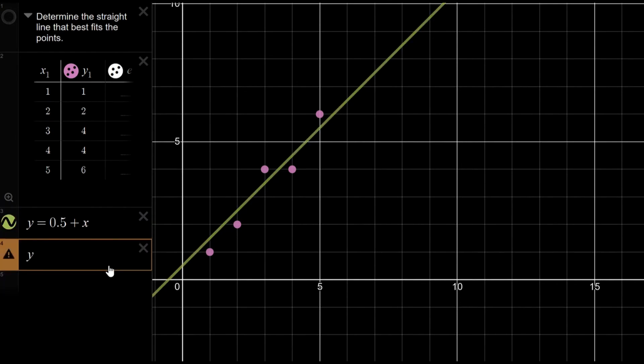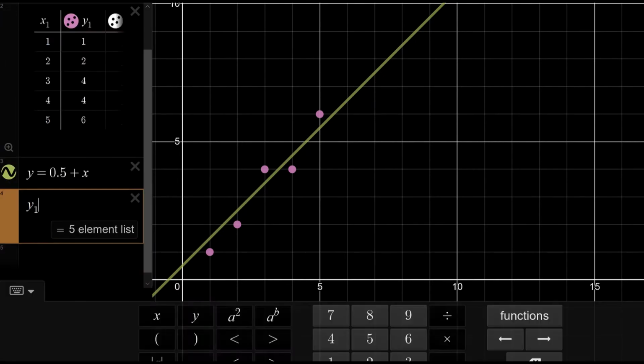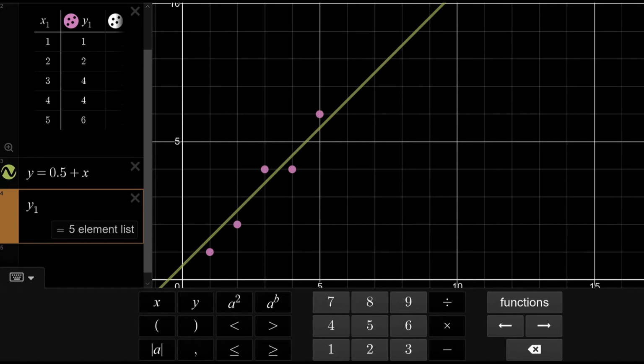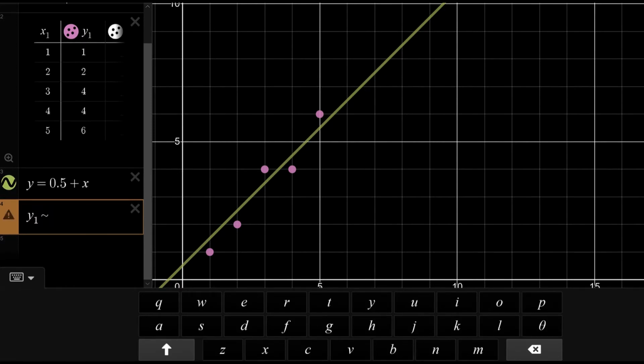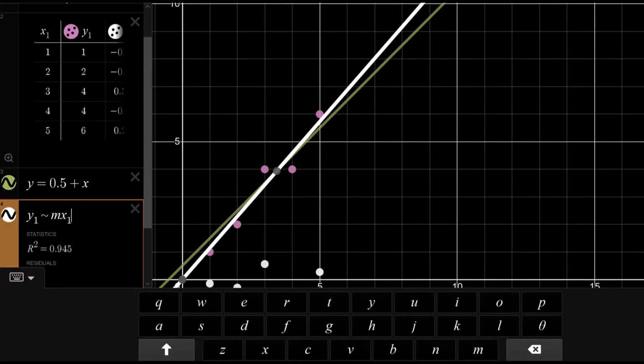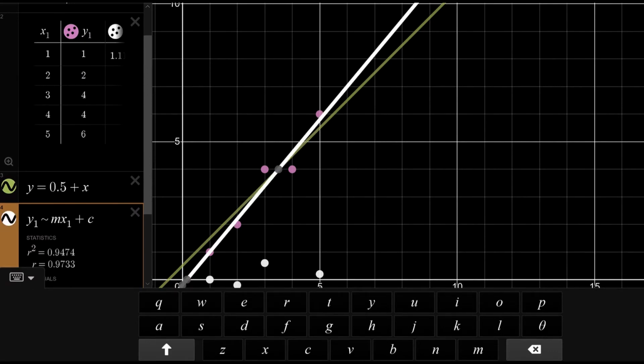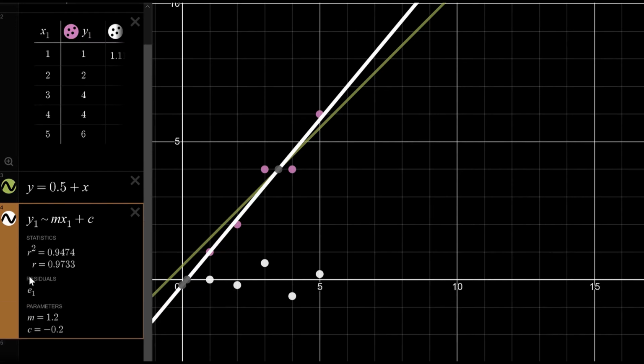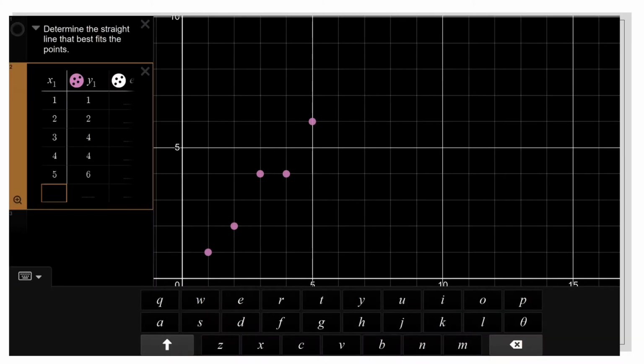But if we are trying to find a better choice for the line of best fit, let us approximate this to be the line y_i equals m x_i plus c, where m is the slope and c is the intercept. When we get the line of best fit, it looks like the white line here will be the line of best fit, for which the slope is m equal to 1.2 and the intercept is negative 0.2. So the white line we see here is the line of best fit.